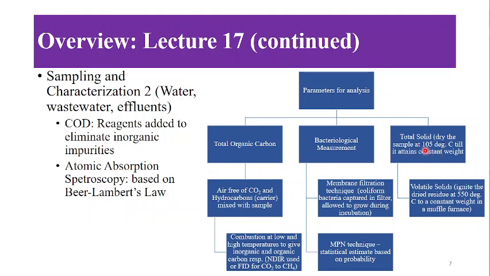The parameters for analysis can be total solids as well. Total solids is the sum of total suspended solids and total dissolved solids. The sample is first allowed to dry at 105 degrees Celsius till it attains a constant weight, and then this dried sample is ignited at 550 degrees Celsius to a constant weight in a muffle furnace. So we get the volatile solids and the total solids in that sense.